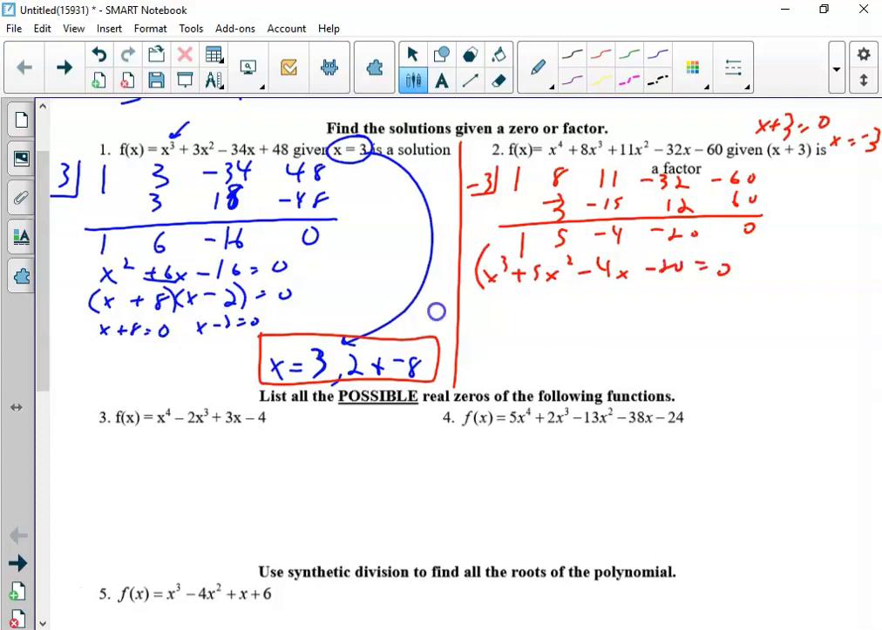I'm going to factor by grouping. I can take out an x squared and get x plus 5. I know I want an x plus 5 over here. So what do I divide the second parentheses by? Negative 4. That gives me x squared minus 4 times x plus 5 equals 0.